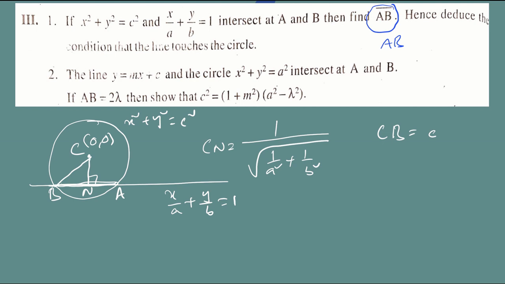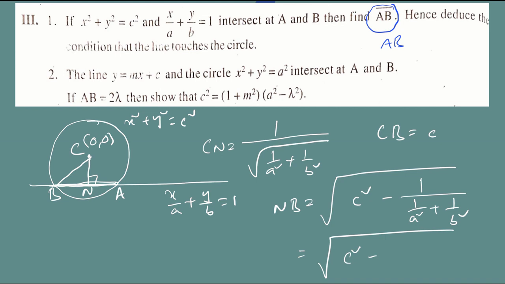Therefore, NB is nothing but, applying that Pythagoras theorem, root of CB square minus Cn square. That will be 1 by a square plus 1 by b square. Now that is NB. I'll write one more step for NB here. It is root of c square minus, taking LCM here, a square b square by a square plus b square. So 2 times NB gives you the length of the intercept, or nothing but the length of AB. That is the first part.